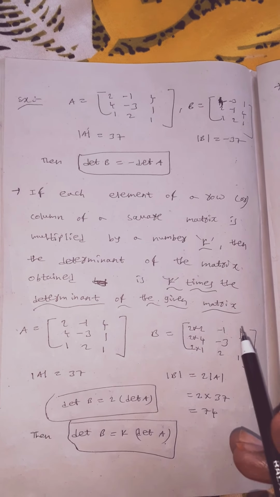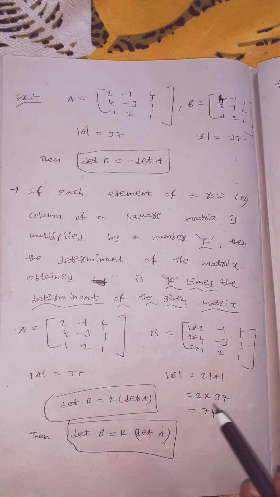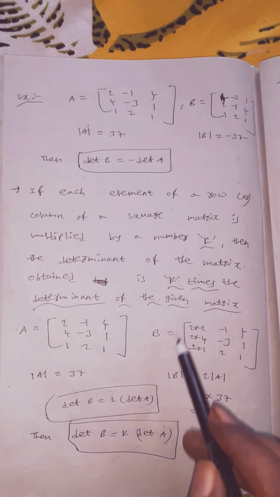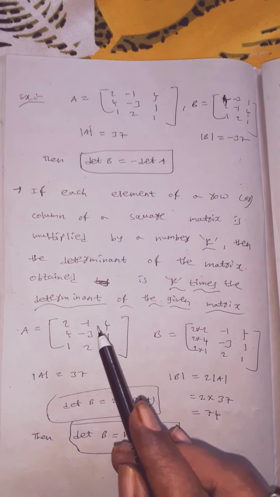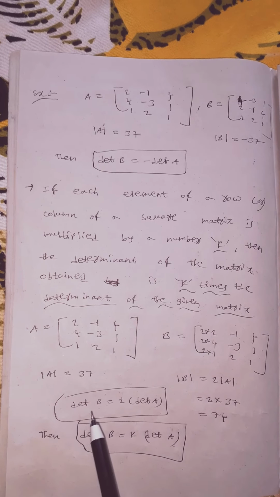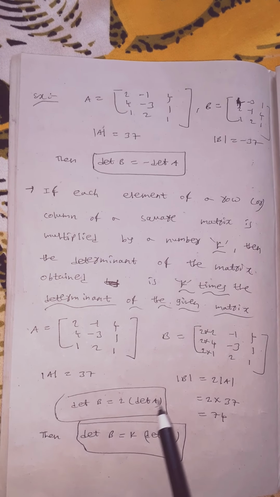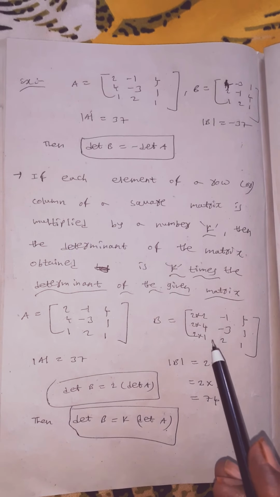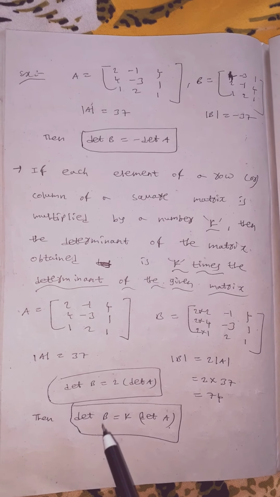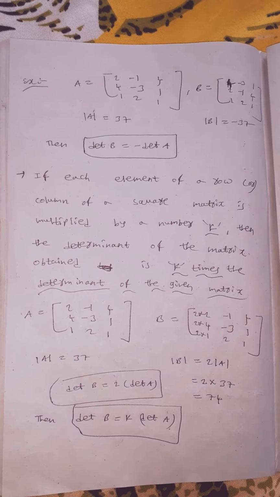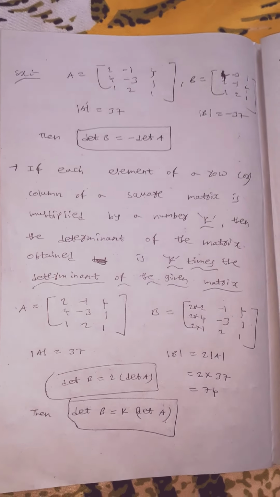Why? Because if you find 2 into 37, how much is it? 74. Why? Because I have taken these two as common, meaning the same determinant. That's why here 2 into 37 is 74. What we can write here: determinant of B is equal to 2 times determinant of A. For this example, generally we can write determinant of B is equal to k times determinant of A. So you should remember these properties, children.